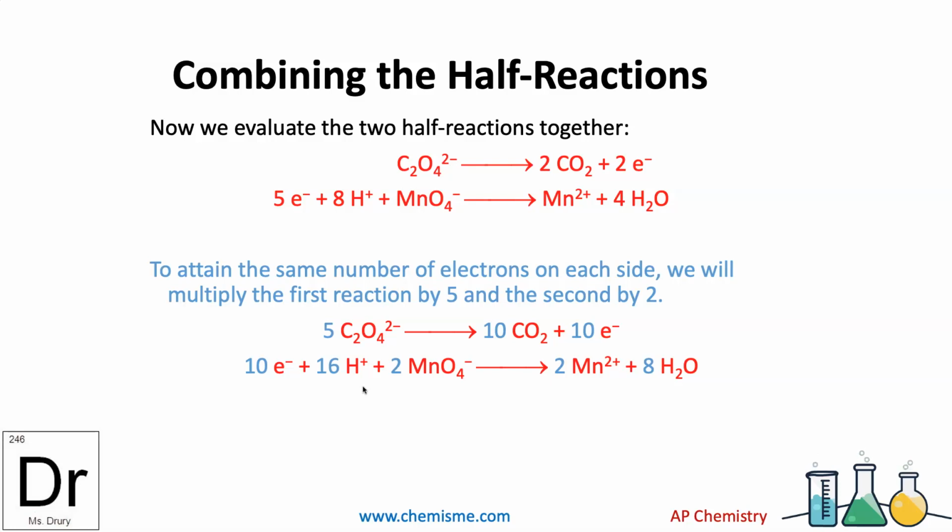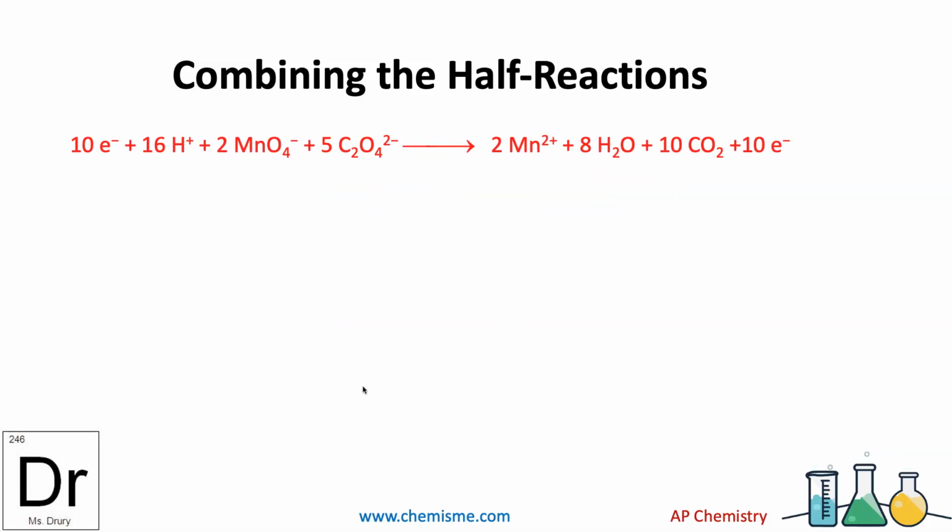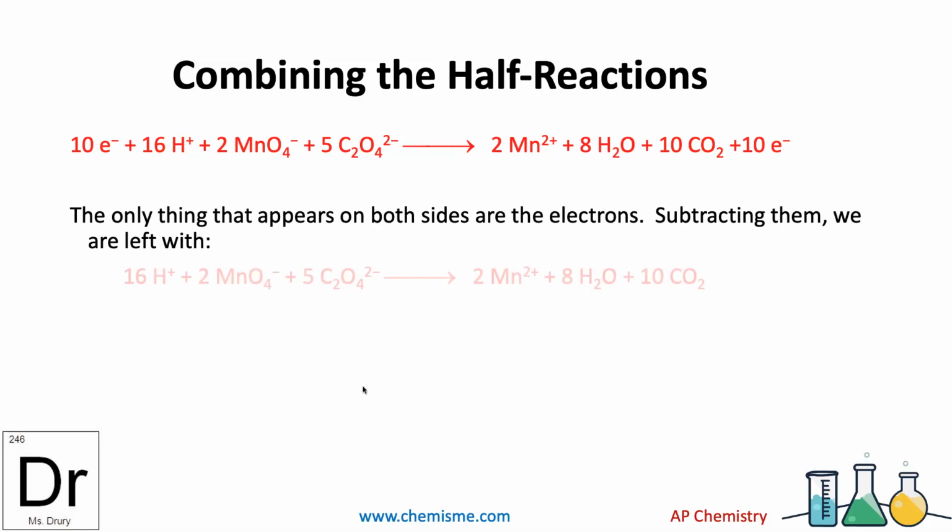Now, the 10 electrons on the right will cancel with the 10 electrons on the left, and everything else will be summed together. So you could think of it this way, where the electrons will cancel on either side, and then rewrite it, or I just cancel them from the get-go and skip right to the second reaction. This is a balanced reaction. Would you have gotten there without this method? I highly, highly doubt it.